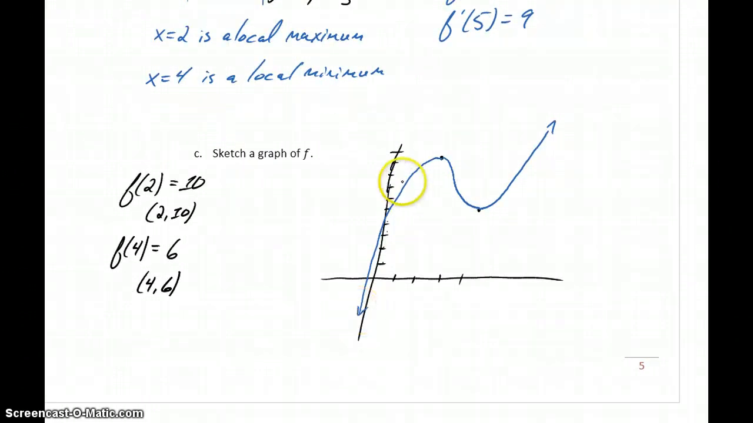So we could go back, plug the original function into a graphing calculator. The image here isn't going to match up exactly, but we're going to have this general shape or this general behavior of our graph mapped out.